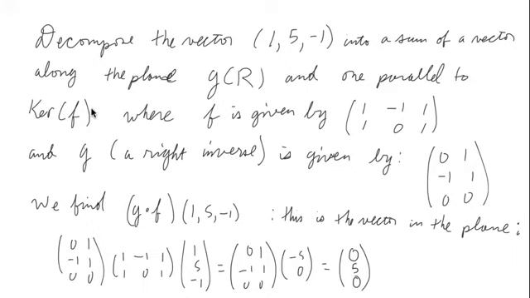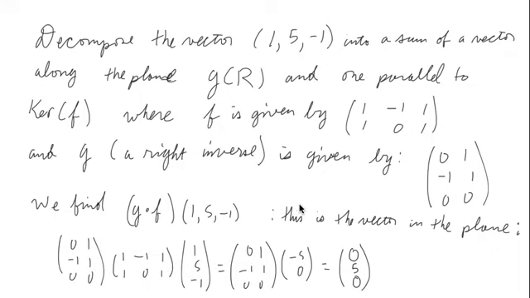Let's take a look at an example of decomposing a vector into a sum of a vector in a plane and one parallel to a line. That line will be given by the kernel of a linear transformation, given by this matrix, and the plane is actually given by a right inverse to this surjective linear transformation. Here's the right inverse right here.